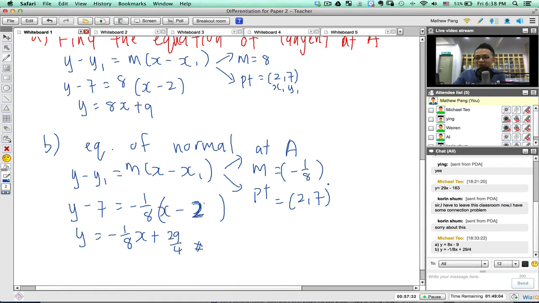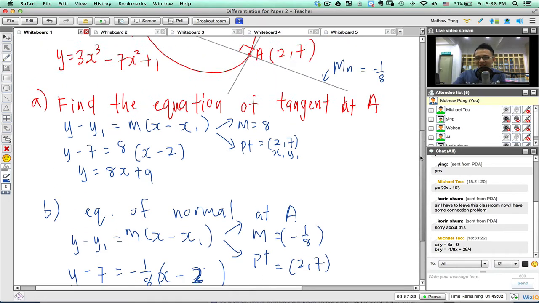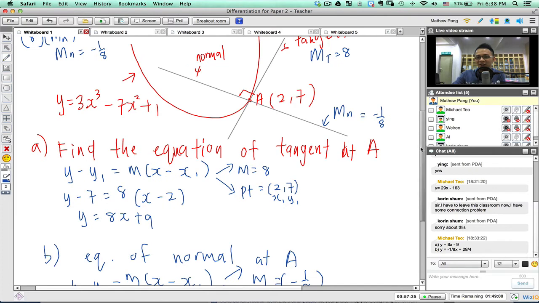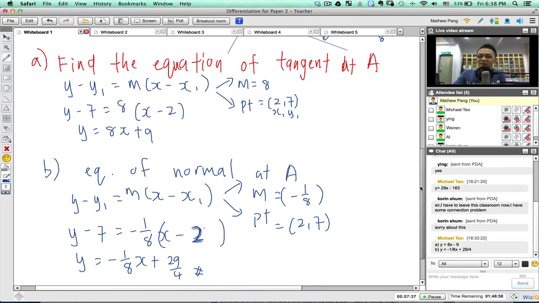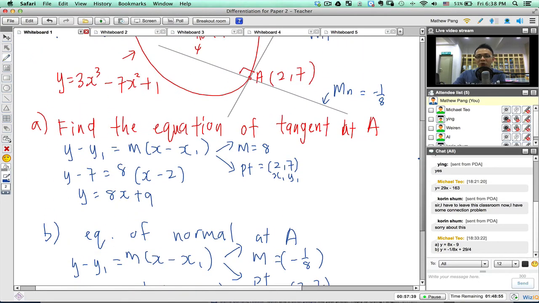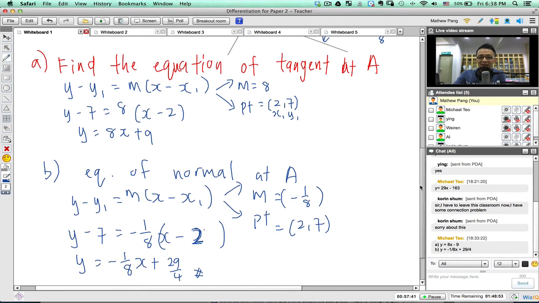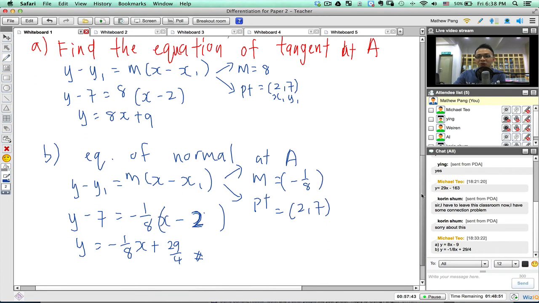Alright, so far so good. Can you understand that? How to find the equation of the tangent and the equation of the normal? Sometimes the question will actually ask you to find the coordinate also. But if you understand this one, I think you have no issue with differentiation in paper 2. Alright, so far okay? If okay, we're going to go to the partial question.